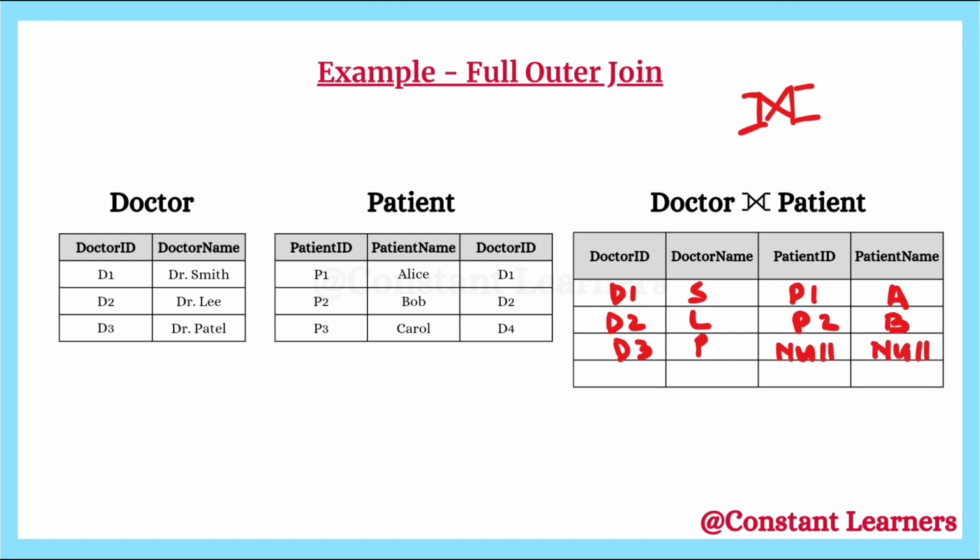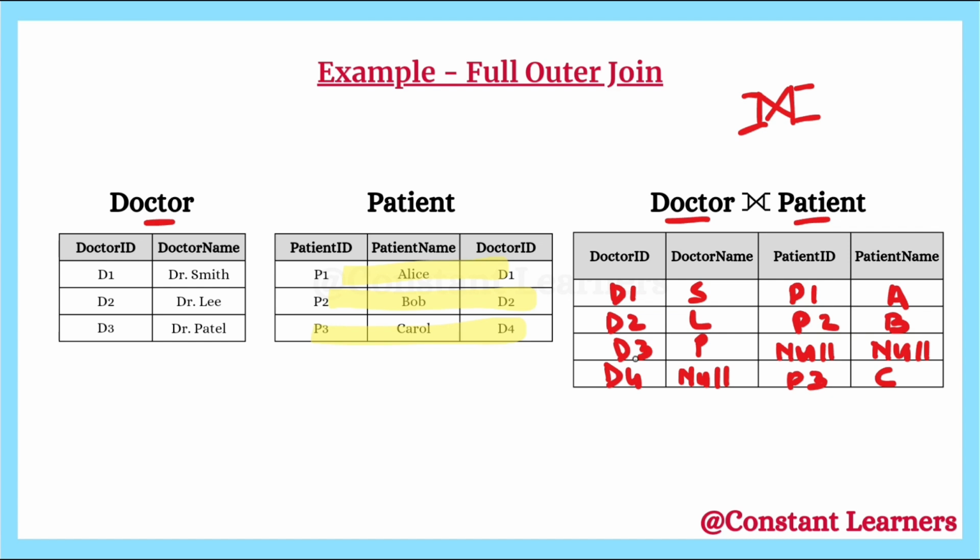Correct? Now, in case of patient table, these two entries are present in the output, but the entry for P3 is still pending, right? And for full outer join, both the tables, that is the doctor table as well as the patient table, will be completely present in the output. So we have to put this entry also, that is patient P3, whose name is Carol, has the doctor assigned as Dr. D4. Alright, but the entry for this doctor is not present in the doctor table, and thus the doctor's name will stay null. So that was full outer join.